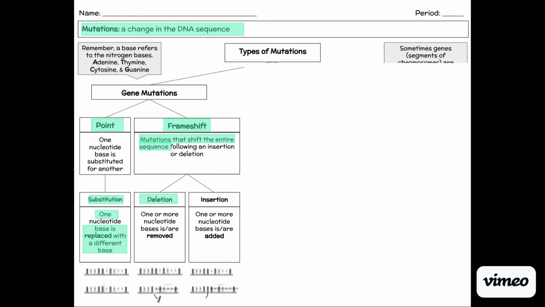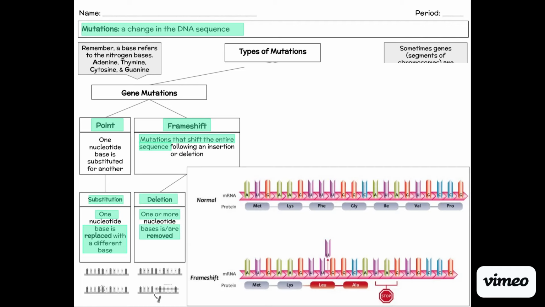A deletion is when one or more bases are deleted. So this is like erasing letters from a word. In this graphic, we can see that a base was deleted from the mRNA sequence, causing an error in protein synthesis. So the U was deleted and it changed the entire sequence following the mutation.